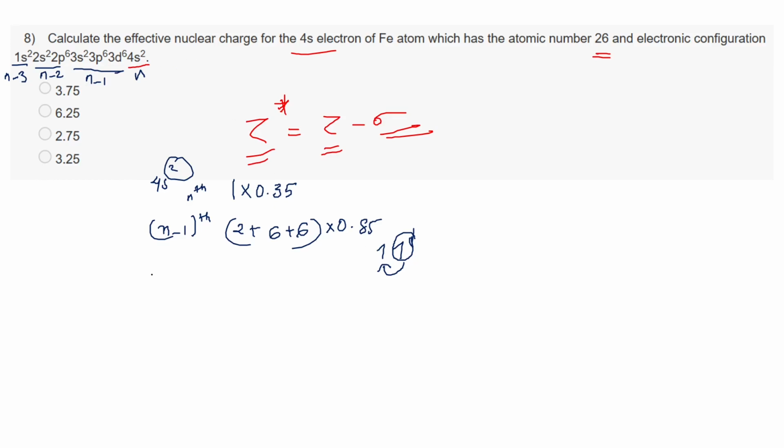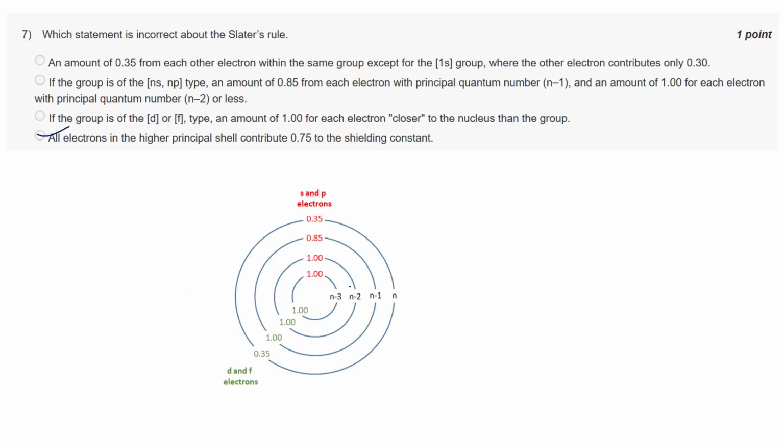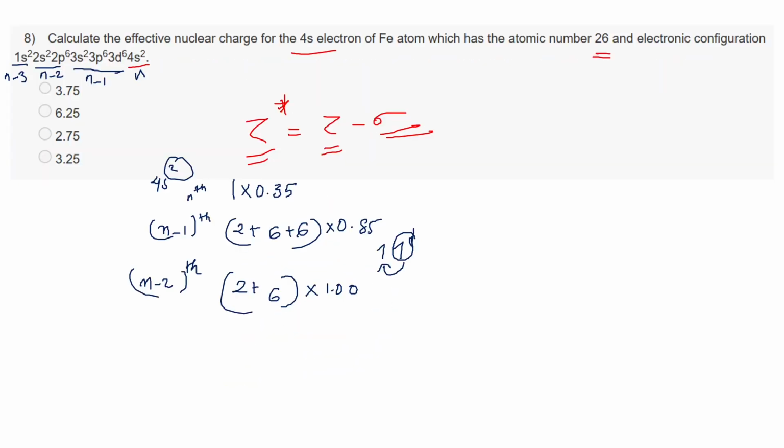Then we have n minus 2. For n minus 2, how many electrons are there? 2 from S, then 6 from P, into 1, right? So for n minus 2, the contribution was 1. Then all the other shells, that is n minus 3 and all others, it will be 1. So there are 2 electrons, so 2 into 1.